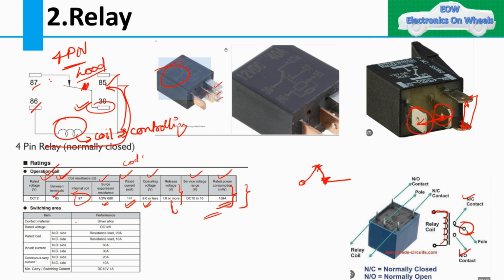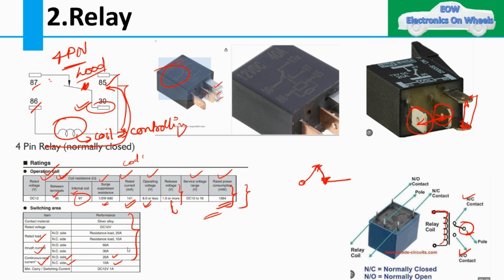Here also is the switching area, the performance of that particular relay. They have shown the rated load, the inrush current, how much inrush current it can withstand, and the continuous current carrying capacity: on the normally open side 20 amps, and on the NC side it can be 10 ampere. So these are the information about the relay.